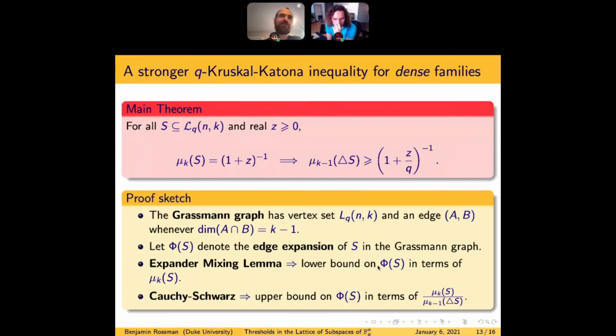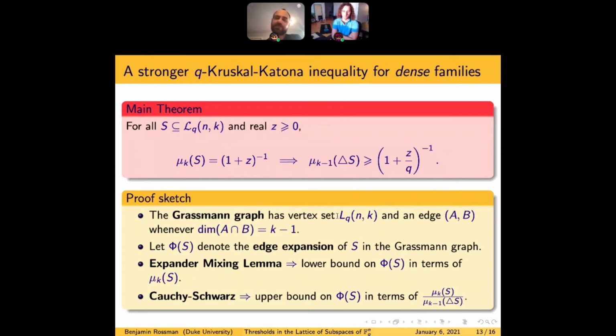And the way this is proved, it's actually a very simple proof, just a few pages of calculations. It proceeds as follows. We consider the Grassmann graph. The vertices of this graph are all the k-dimensional subspaces of F_q^n, and there's an edge between two subspaces A and B whenever the dimension of the intersection is k minus 1. For any set S, we denote by phi of S the edge expansion in this graph.